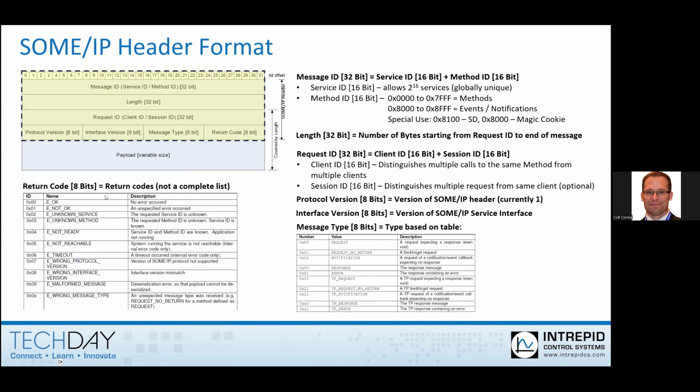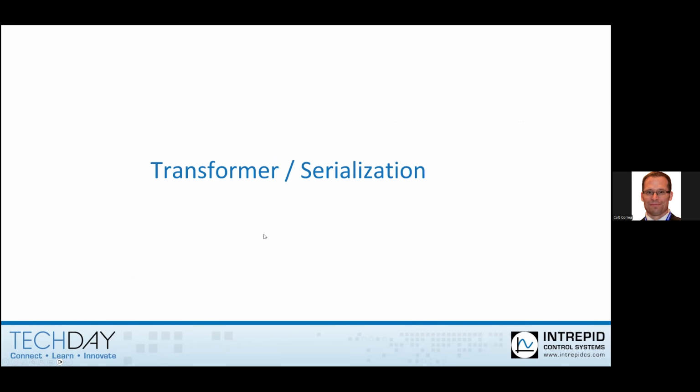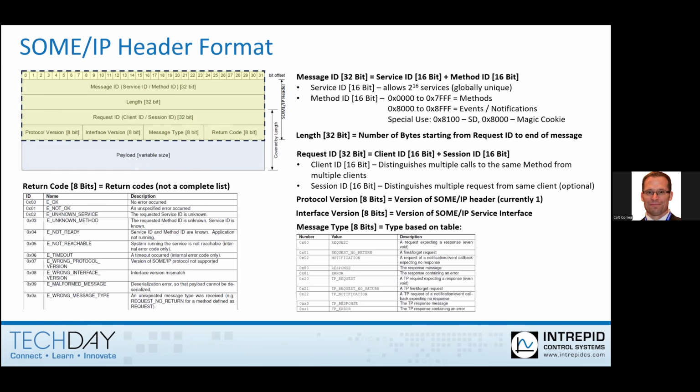And then return codes, they'd be what you'd expect. OK, meaning everything went well. Unspecified error, and then different error codes that we can have, as you can see from this table. So that's the basic format of all messages that happen on SOME/IP. And the way it works is if, for example, an event notification happens and you need to pack in some data, the provider ECU will create this header.